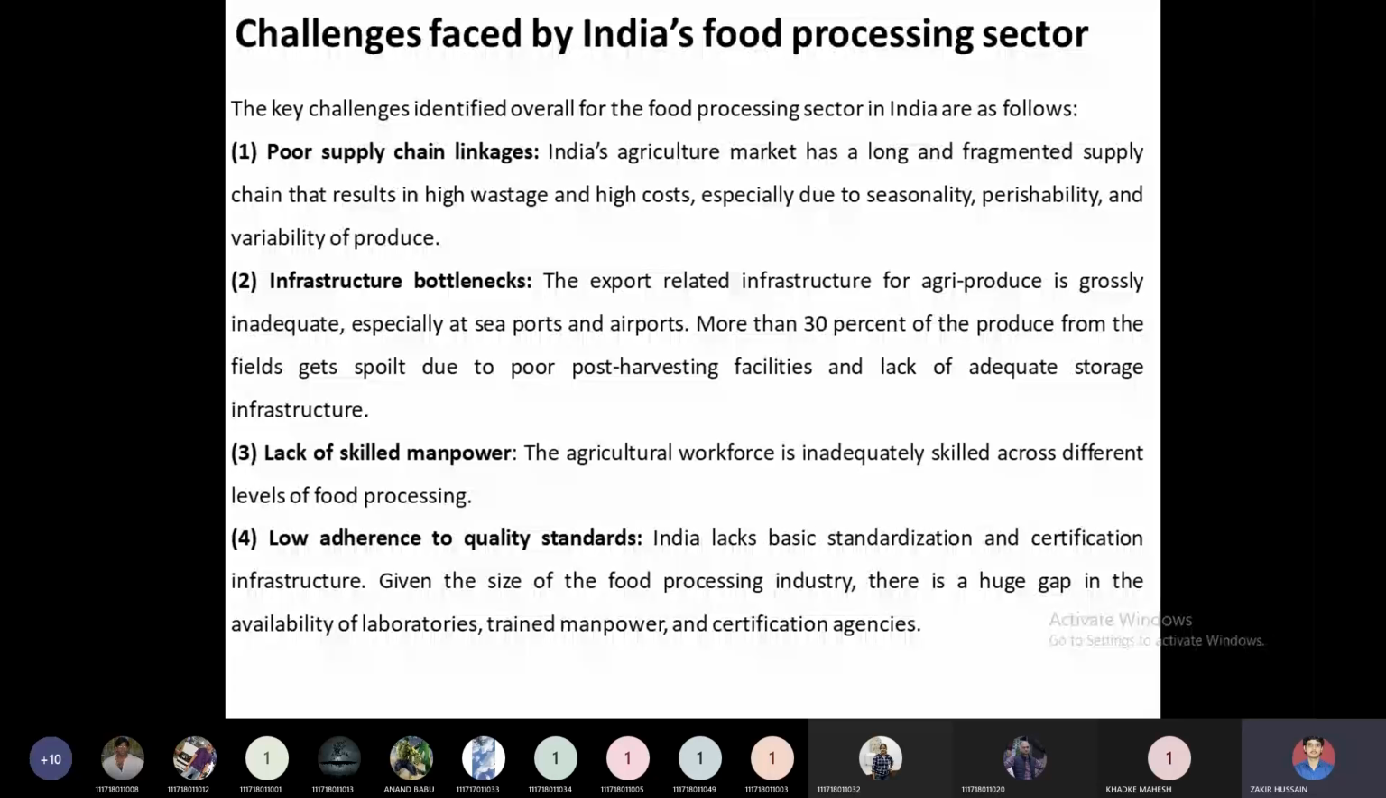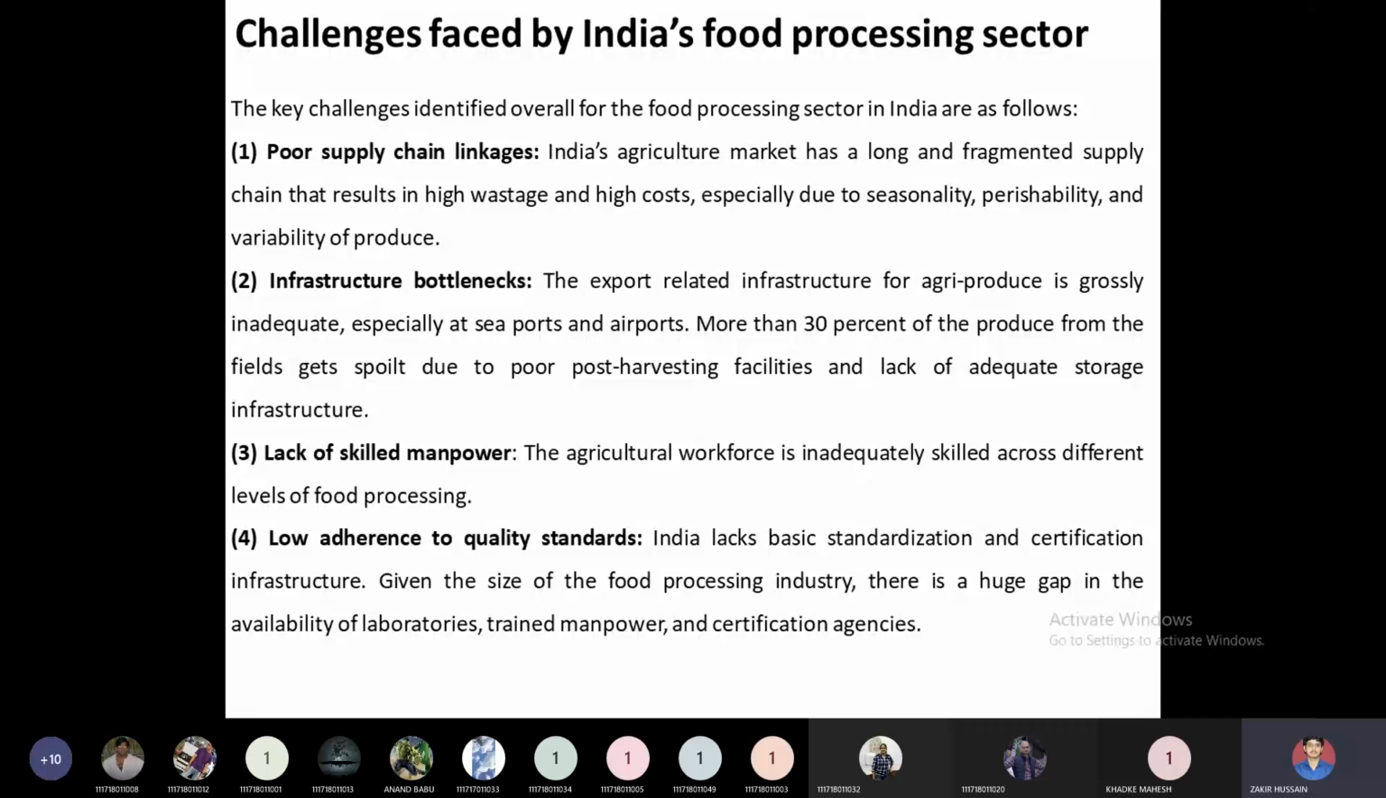So we don't have standards. We are simply not adhering to the food processing industry rules, because we don't have the manpower. Given the size of the food processing industry, there is a huge gap in the availability of laboratories, trained manpower and certification agencies. So we don't have infrastructure in these things also. We don't have laboratories first of all. Only very limited laboratories.